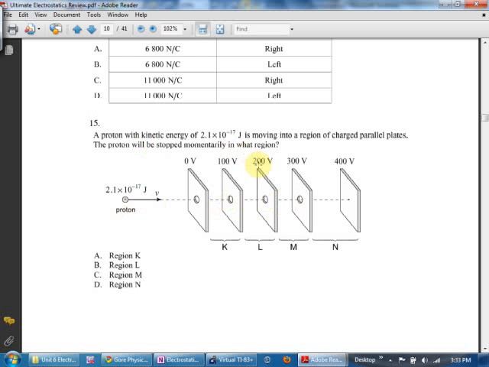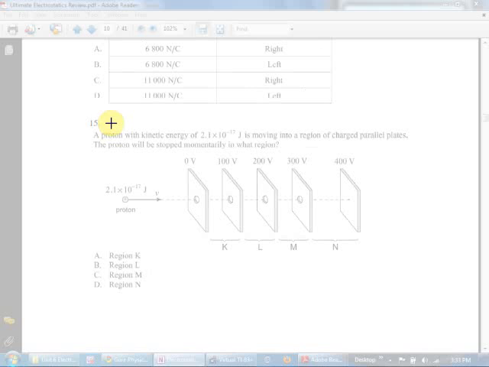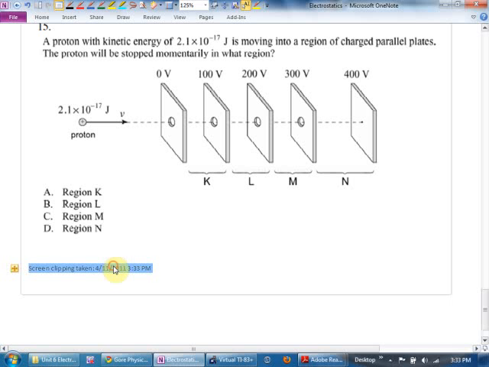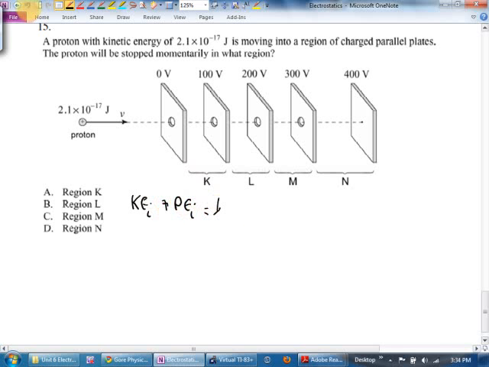I start out by saying kinetic energy initial plus potential energy initial equals kinetic energy final plus potential energy final. Are any of these zero?